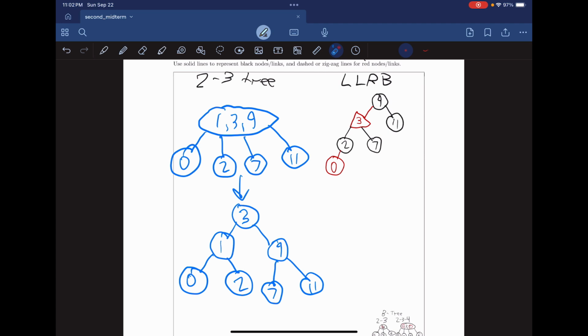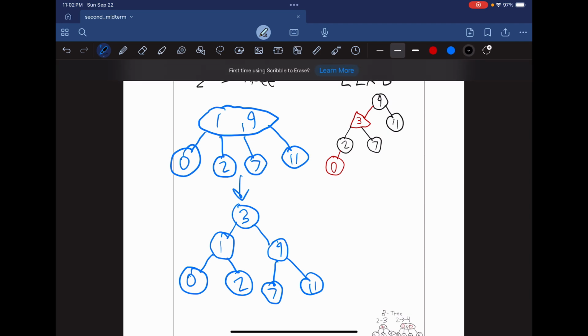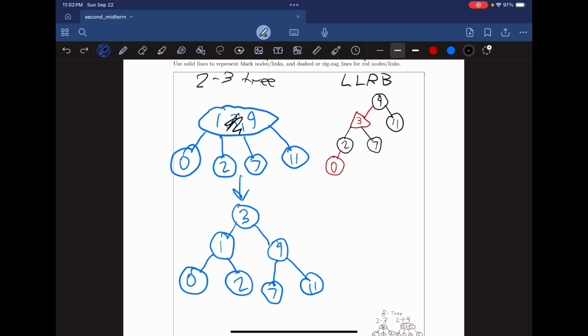So we know that we're sending our 3 up to the top. And so, in other words, we can just look at where these other values go in respect to that. Our 1 gets cut off here and joins the 0, it has the 0 and the 2 as children, and then our 9 has the 7 and 11 as children, and 3 goes up.